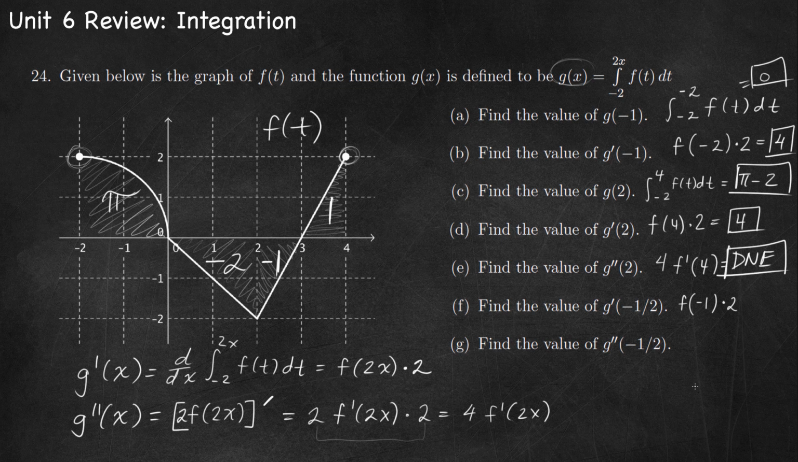Oh, maybe not. F of negative 1, let's make sure I did that right. G prime of negative 1/2 is f of 2 times negative 1/2. Yep, that's f of negative 1 times 2. So the problem is that f of negative 1 is this point right here, and that's not a whole number.